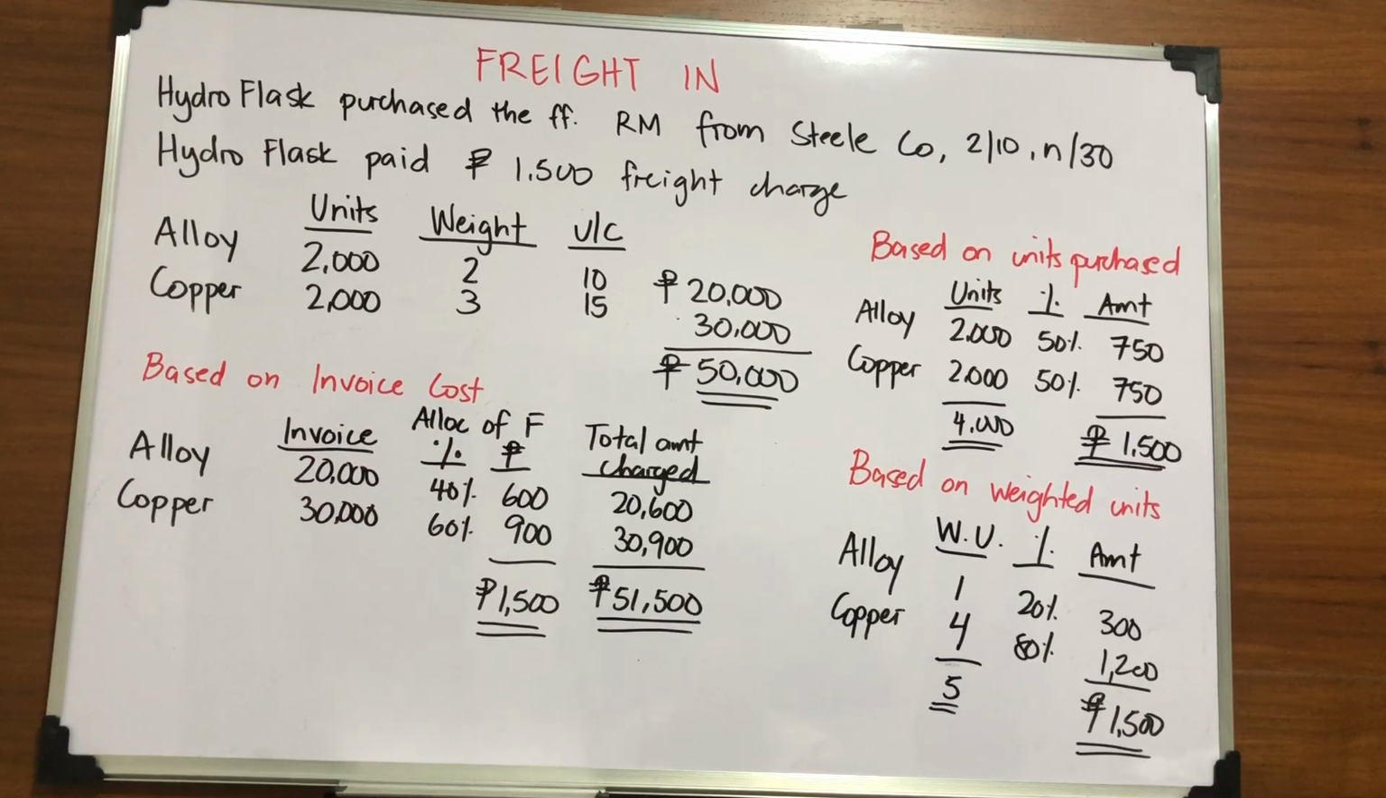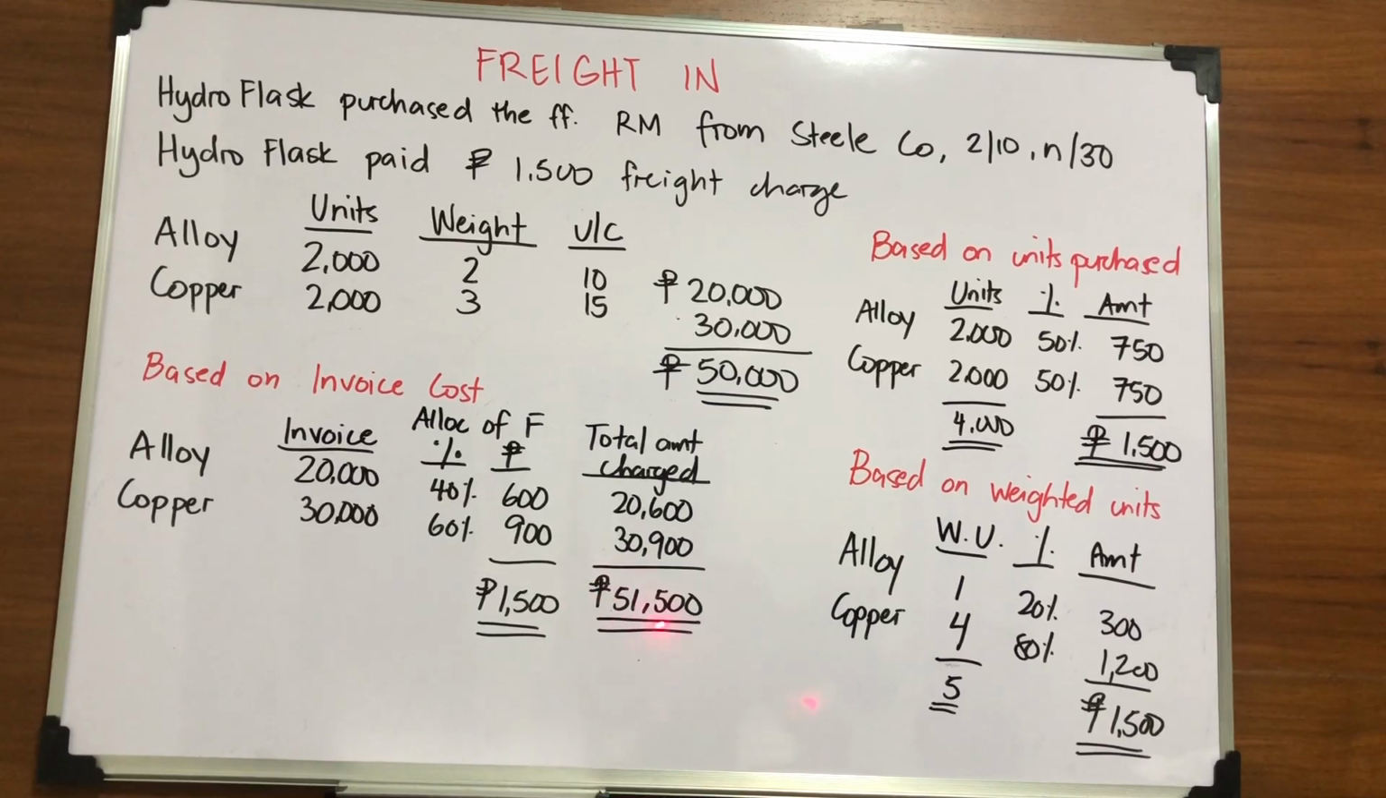So in this scenario, we already know the freight allocated for each type of material. Again, the formula for determining the total cost of raw material is invoice cost plus freight. So we simply have to add the invoice here. For alloy, you have 20,000 plus 600, you will be getting 20,600. And for copper, 30,000 plus your freight of 900, you will be getting 30,900. Add these two, you would be getting 51,500.